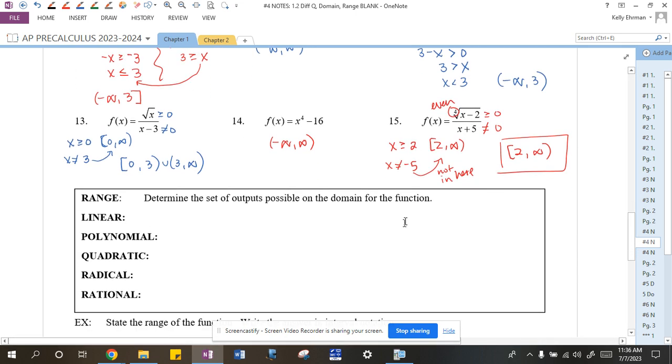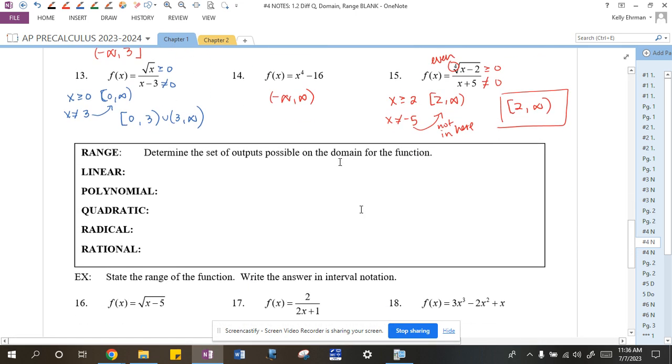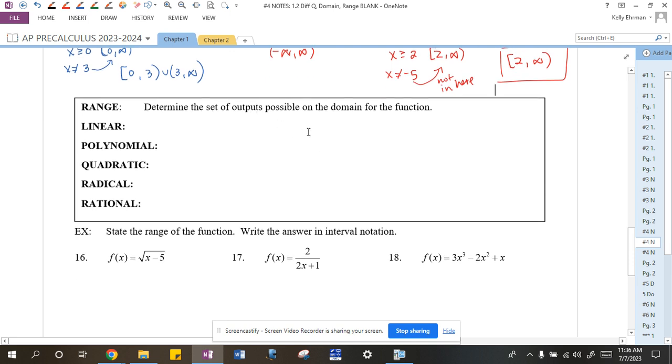Okay, what about range? Range can be harder. Domain is hard in some cases. Range can be harder because it's not as easily a set of rules, just a checklist to run through. So once again, linear and polynomial are the easy ones. A line goes on forever in both directions. Range is all real numbers, unless it's horizontal.